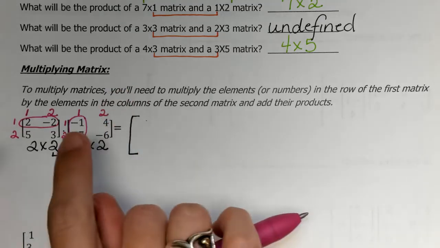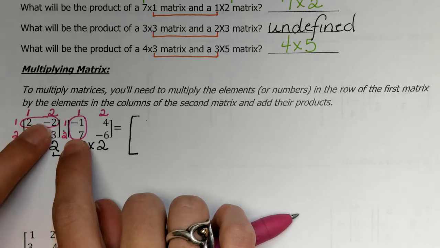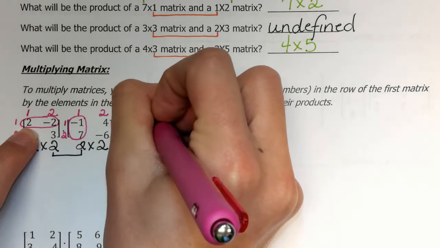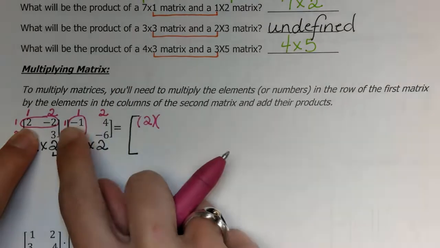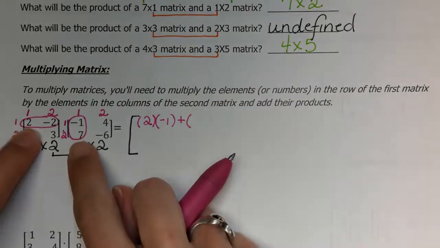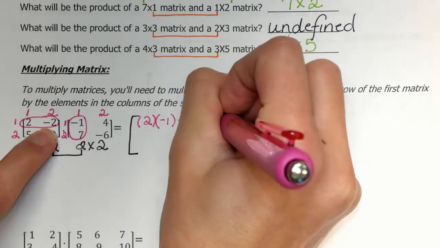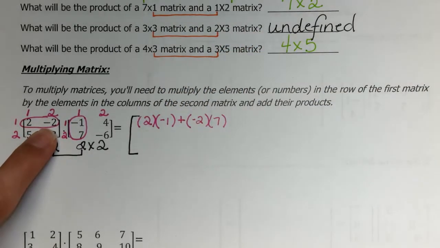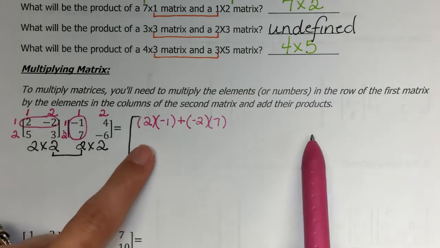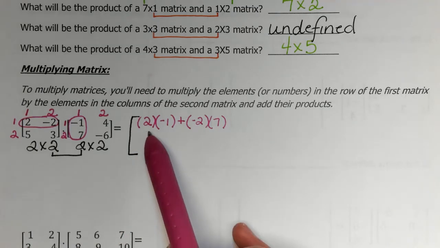What you're going to do is multiply first by first plus second by second. Okay? I'm going to write this out this first time so you can see what I'm doing. You're multiplying 2 times -1, and you add the product of your two second numbers, so negative 2 times 7. I'm writing this out the long way first so you can see what I'm multiplying, but after that, I just do the basic numbers. Okay?